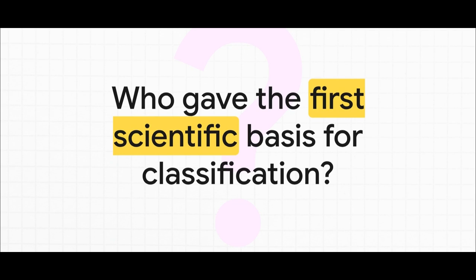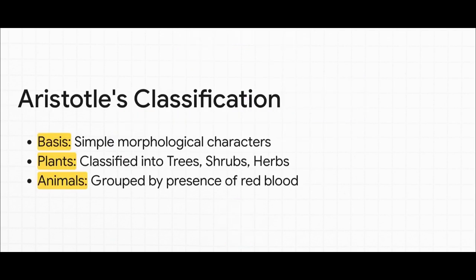The answer is Aristotle. That's right. He used simple morphological characters, which is just a fancy way of saying he classified them based on how they looked from the outside. Super simple. He divided plants by their size into trees, shrubs, and herbs. And for animals, he just made two groups, those with red blood and those without. It might seem basic now, but back then, it was a revolutionary start.